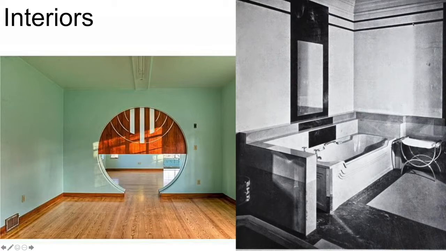So we see that use of contrasting line on the wall. Everything is rectilinear or rectangular in form, with that occasional break of the curved line on the tub or on the seat next to the tub, made of this bent steel structure, which is so common to the period.